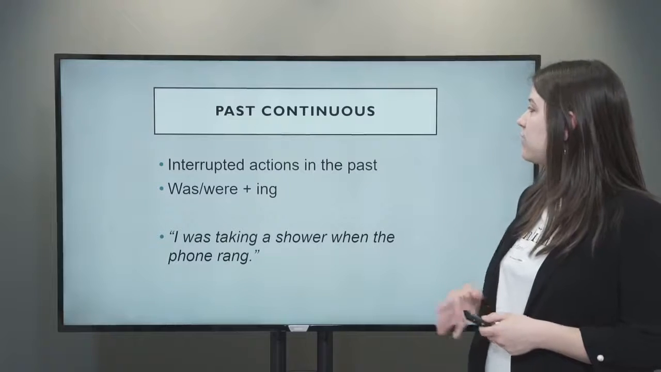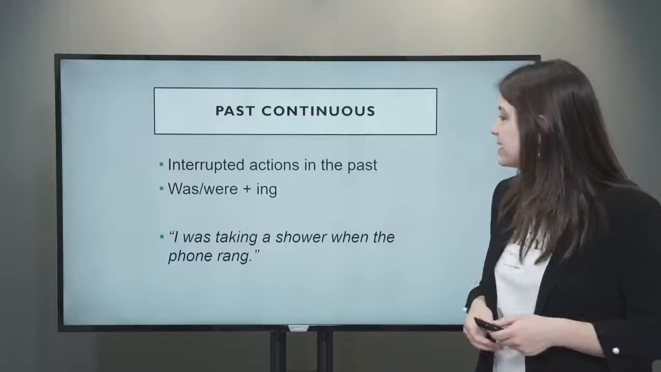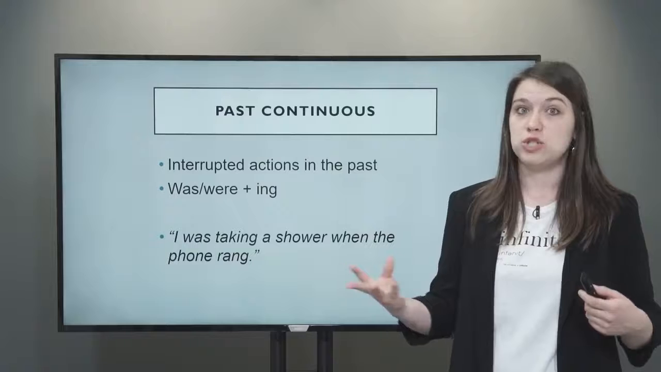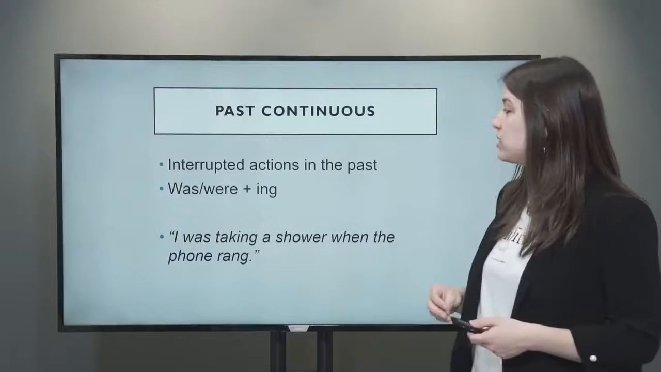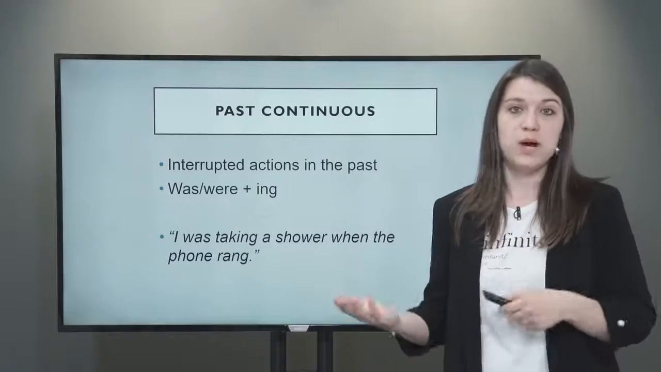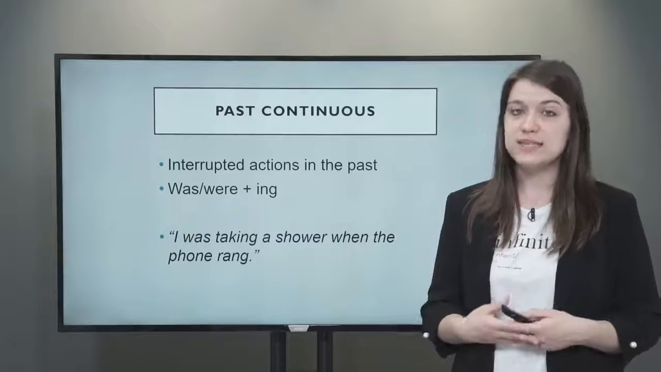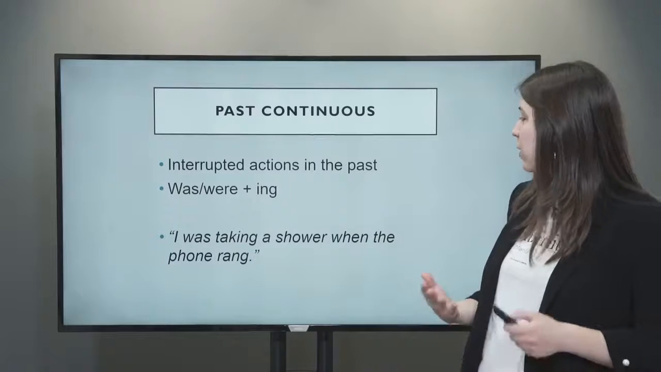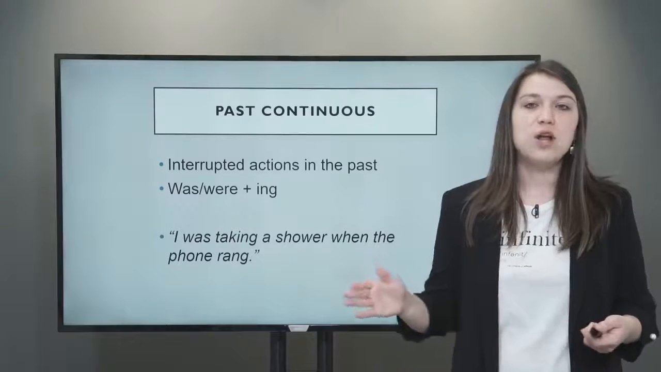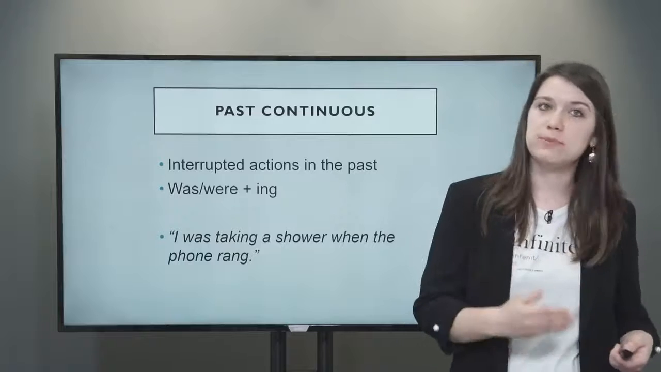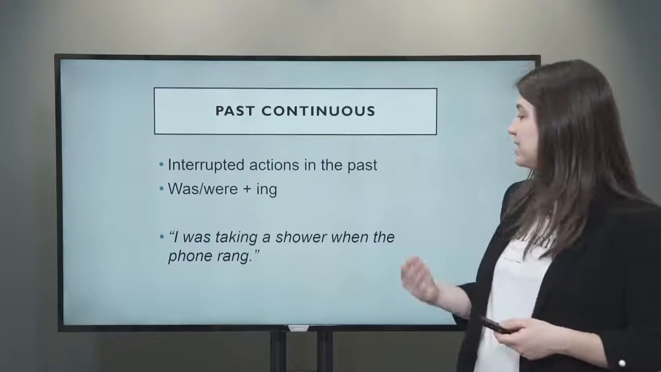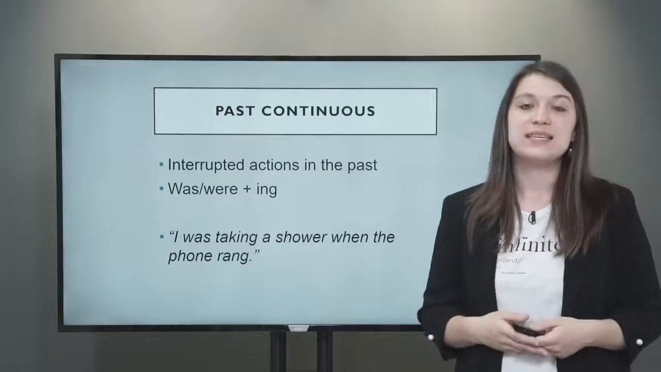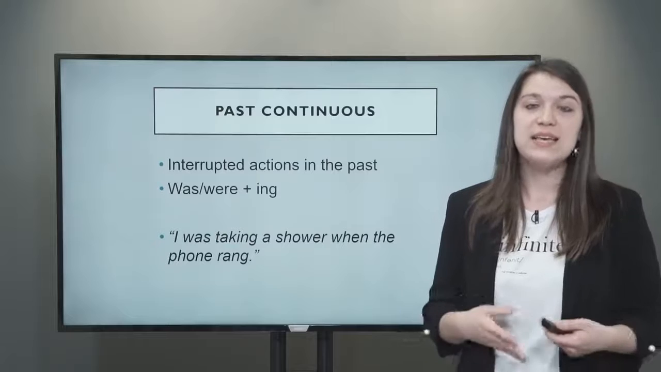Now let's talk about the past continuous, okay? The past continuous are interrupted actions in the past, so things that happen while you're doing something else. We use the verb to be in the past, which is was or were, depending on the subject, plus the -ing ending. For example, I was taking a shower when the phone rang. So this is an ongoing action in the past interrupted by another action. So was taking is the past continuous, and then the action that interrupts is in the past simple. So the phone rang is in the past simple.